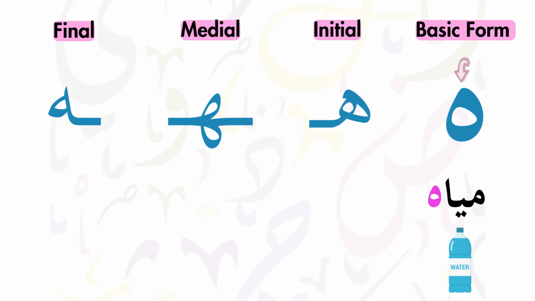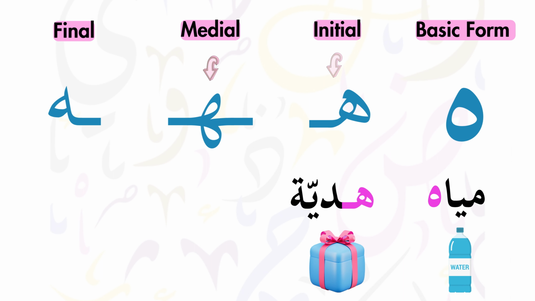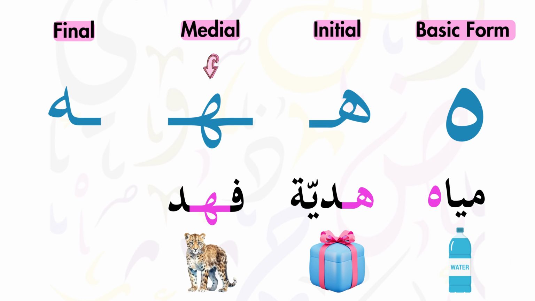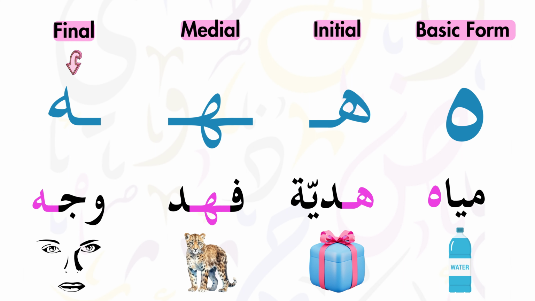The second one is the initial form, which comes in the beginning of the word with one hand on the left in order to be attached to the next letter, as in the word hadiyya, which means a gift. Then, the third one is the medial form, which comes in the middle of the word with two hands from the right and the left, as in the word fahd, which means cheetah. Then the last one is the final form, which has one hand from the right in order to be attached to the previous letter, as in the word wajh, which means face.